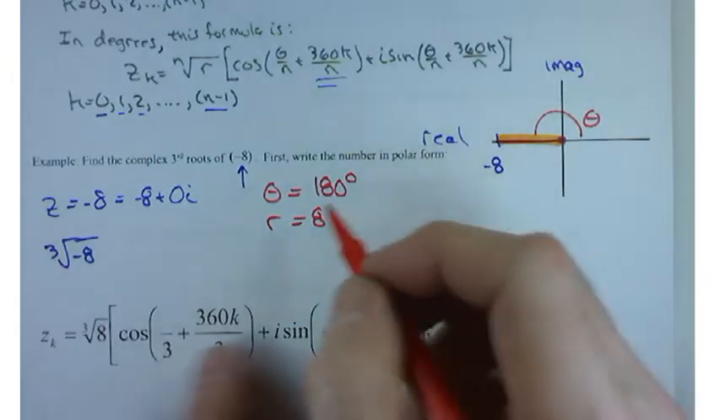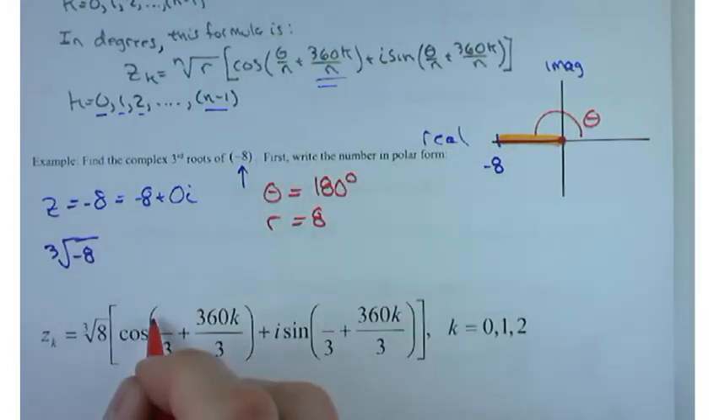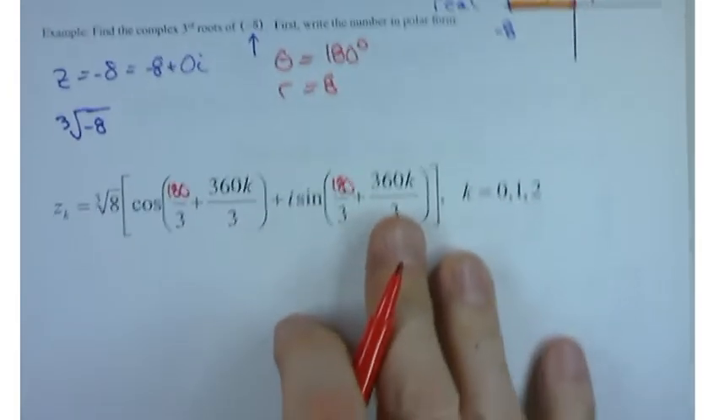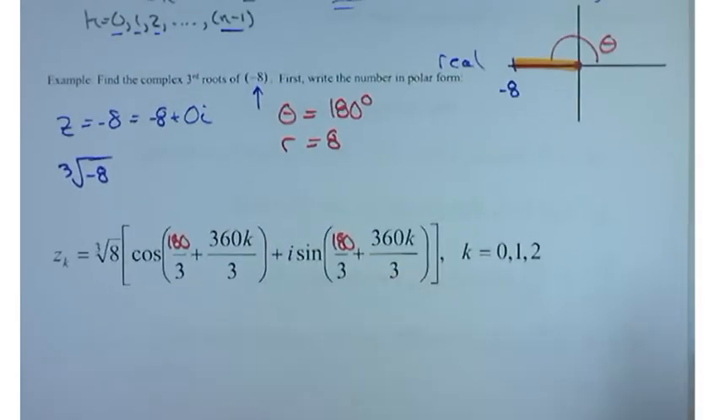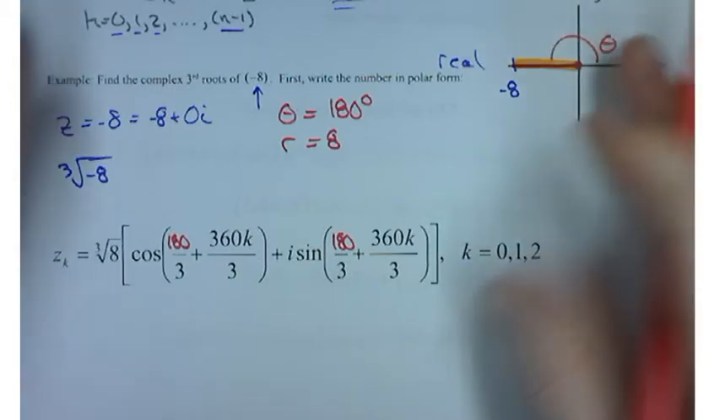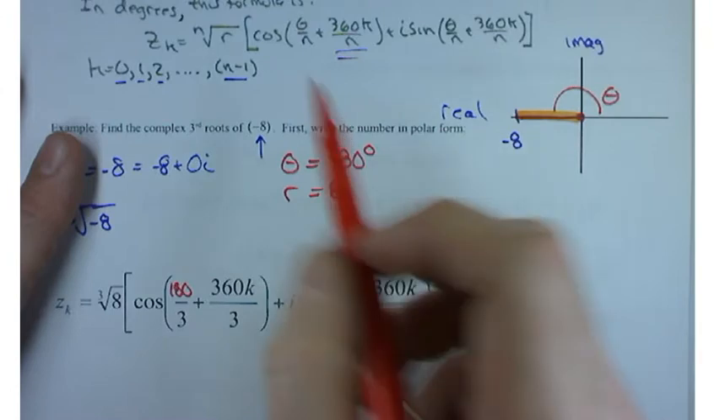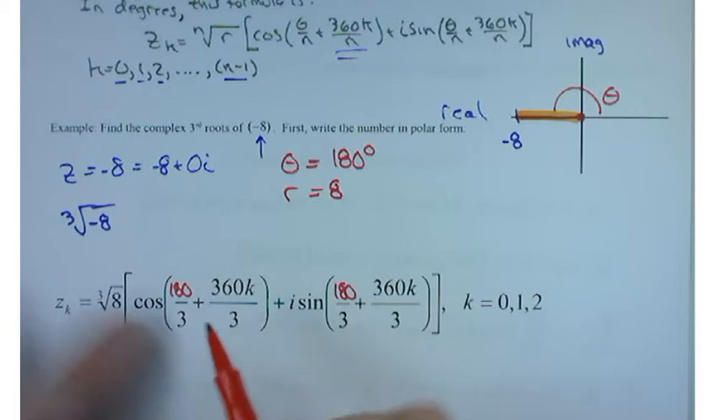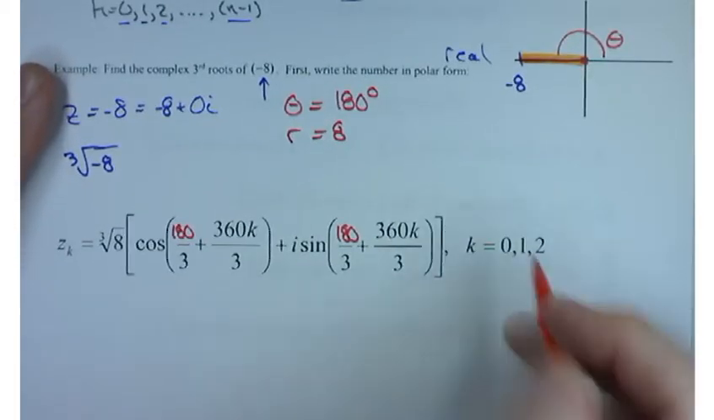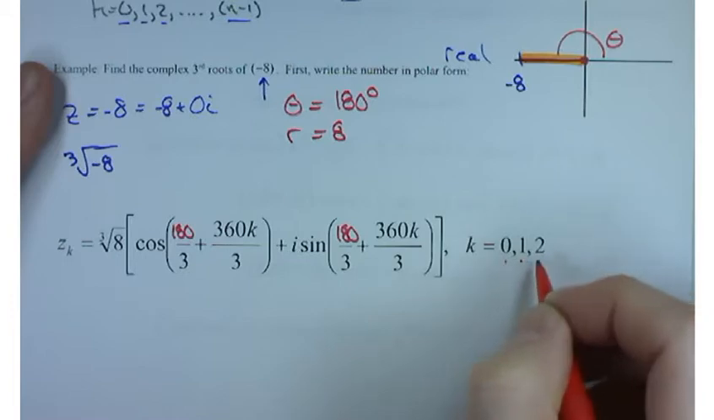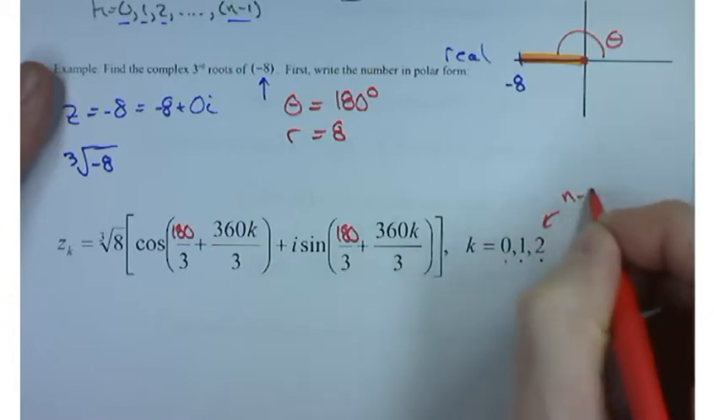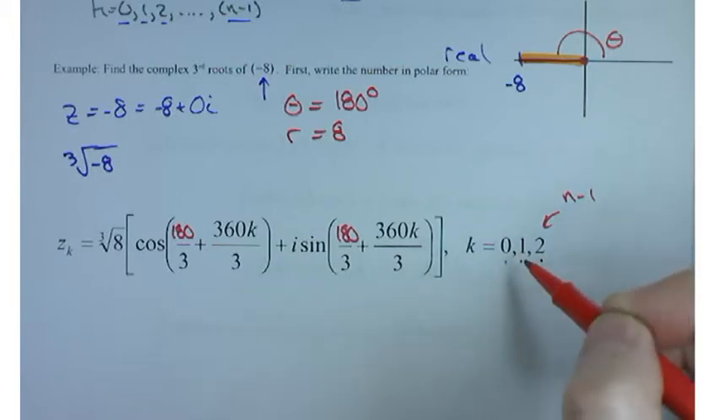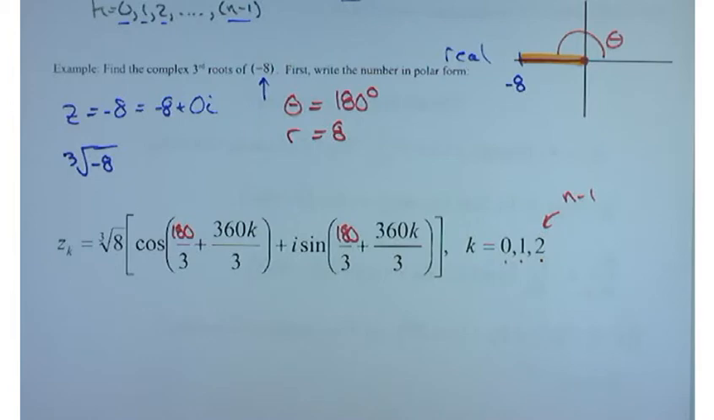So that theta comes down here, and I'll write it in both spots. I'm putting in that formula that I've written above, this one right here. Theta is 180. n is 3 because I'm trying to find the cube roots. And I get this. k goes to 0, 1, 2, and that's n minus 1. So that's it. You're going to have 1, 2, 3 different complex roots of this number.